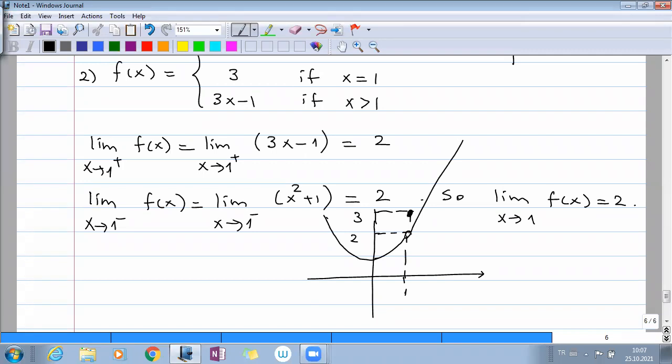And at the point 1, it is defined to be 3, but of course, this value has nothing to do with the limit. The right limit and the left limit are both equal to 2. So the limit of the function is 2. The limit of a function investigates the movement of the function around a given value, not the value itself. Yes, exactly. Not the value itself, but what happens around that value.